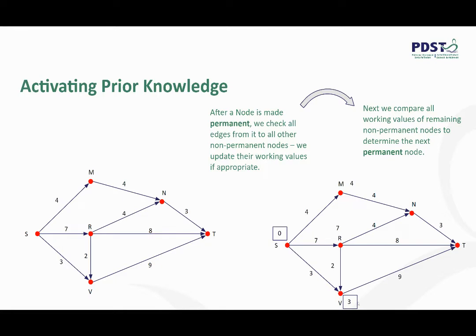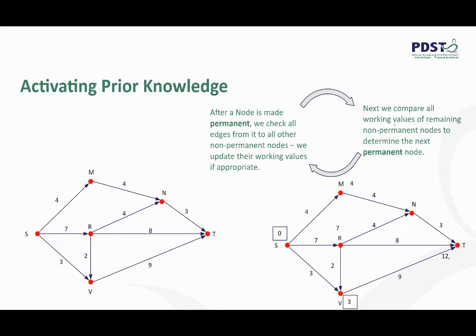So we're back again. After this node has been made permanent, we check all the edges from it to all other non-permanent nodes, and we update the working values if appropriate. So what's V connected to? It's directly connected to T, with a weight of 9. That's the only one, because the others are directed edges in the opposite direction. The only one going from V in the direction to another node is from V to T, which is 9. So 3 plus 9 is 12, and we'll have a working value at T of 12.